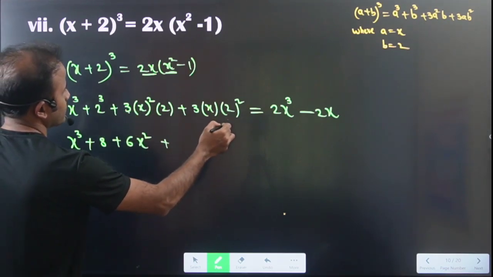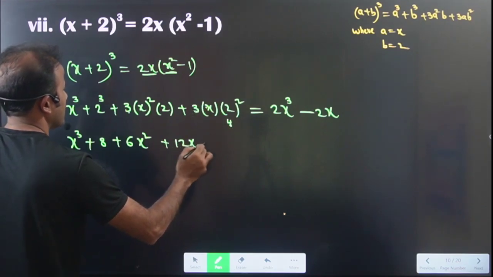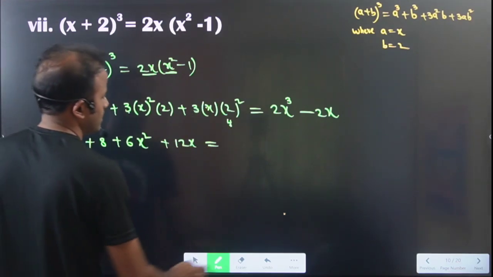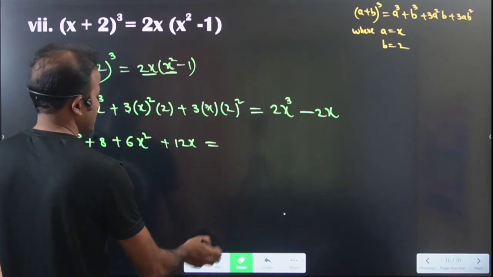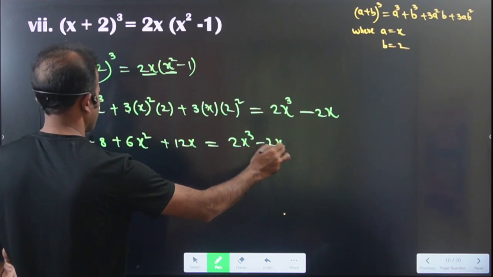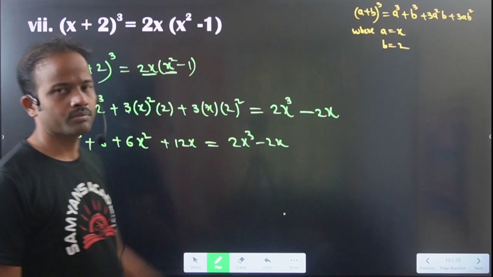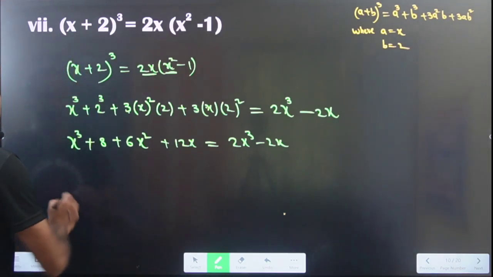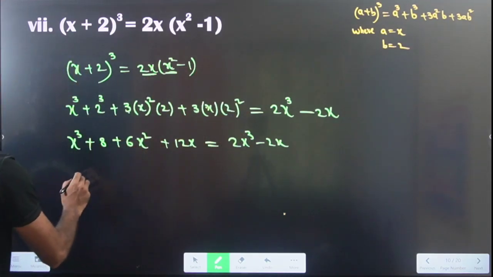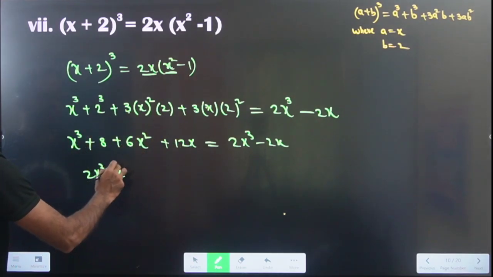Similarly here 2 square is 4, right? 3 into 4 is 12, 12 into x is 12x, which is equal to 2x cube minus 2x. Okay, so you take all these terms to one side. I am making sure there is no negative term for the x cube power, so take x cube that side. 2x cube will become, x cube will become minus x cube, right?